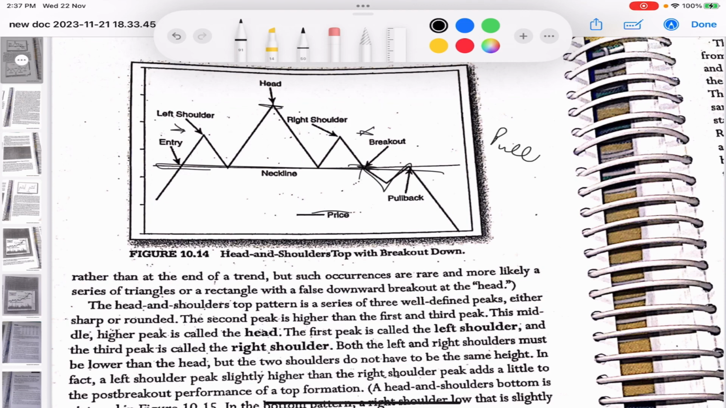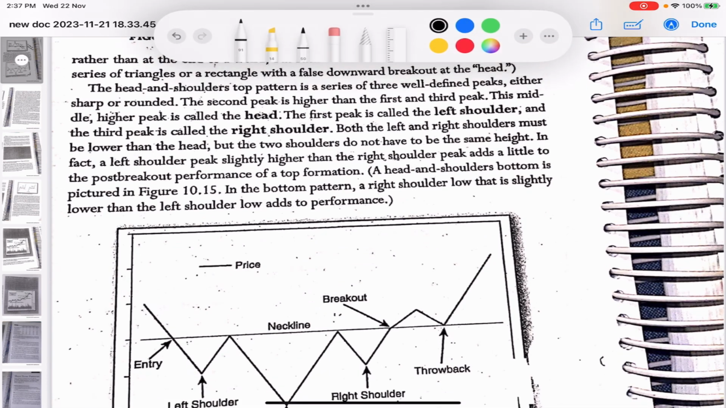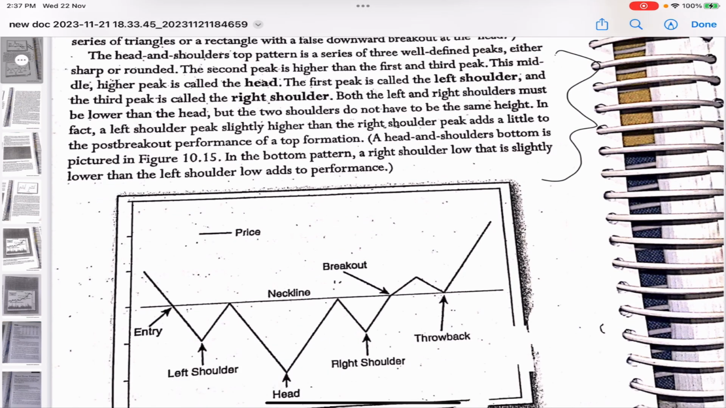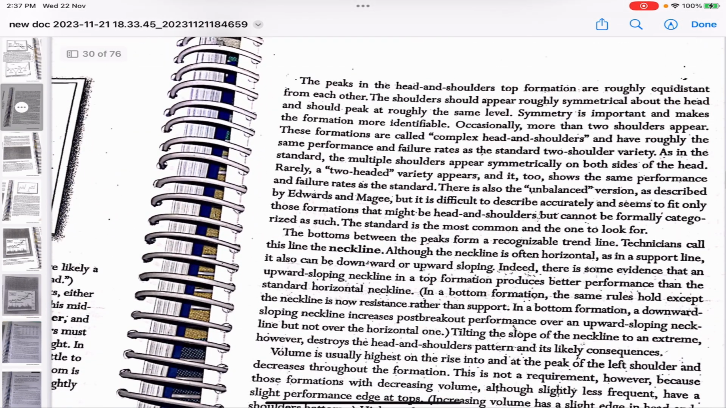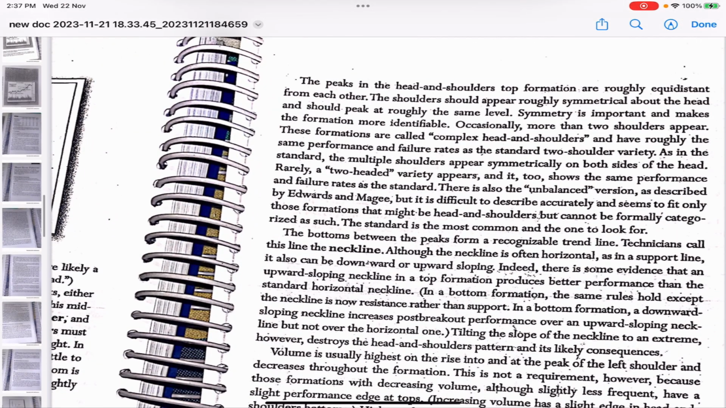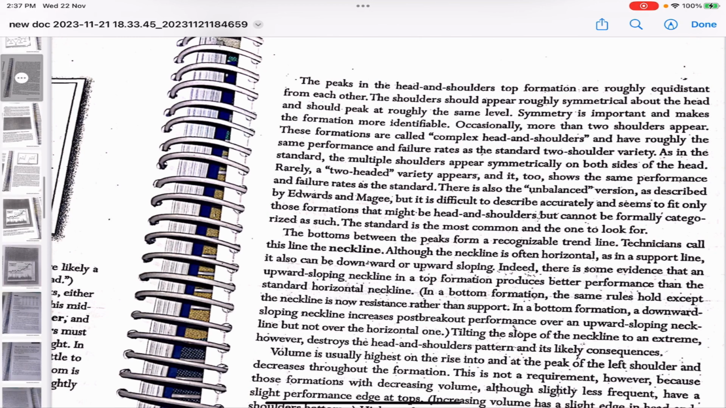So until now, I hope you are clear with the pullback and throwback definitions. If you want, pause the video and read this, but I've explained everything, and this is the inverted head and shoulder. Very simple. Okay, we are almost coming to the end of the chapter. Let's just quickly finish this.